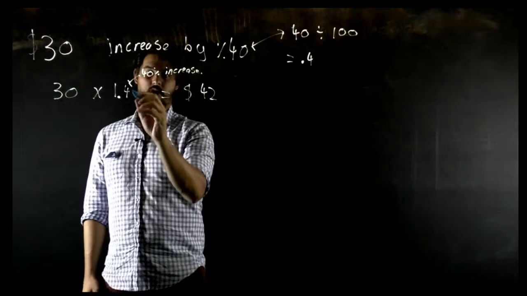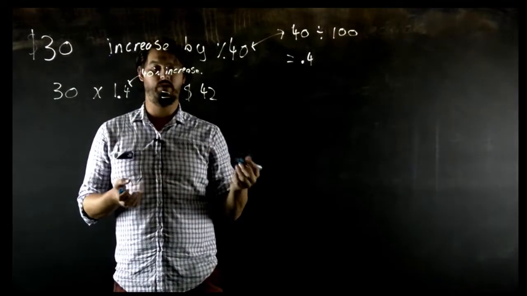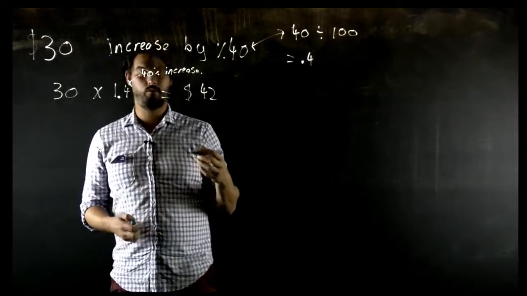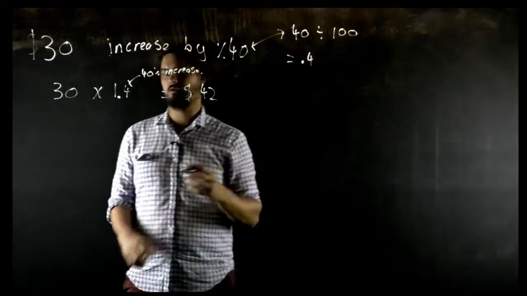This works when you're increasing by any percentage. If we were going to increase it by 50%, we would just times by 1.5, or 60%, 1.6, 75%, 1.75, and so on and so forth.